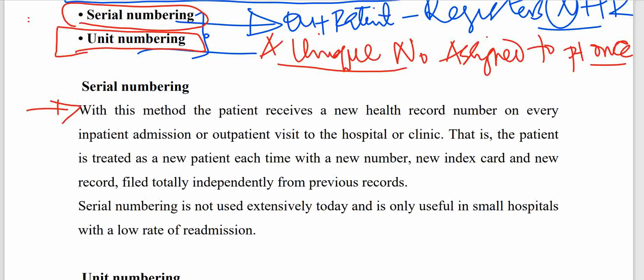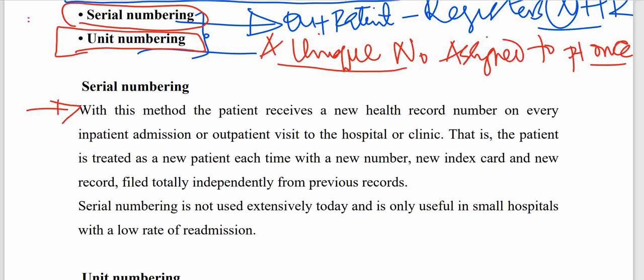So I was saying that with these methods, the patient receives a new number, a new health record number on every inpatient admission or outpatient visit to the hospital or clinics. And that is, the patient is treated as a new patient each time with a new number, new index cards, and new records, which should be filed totally independently from the previous records.